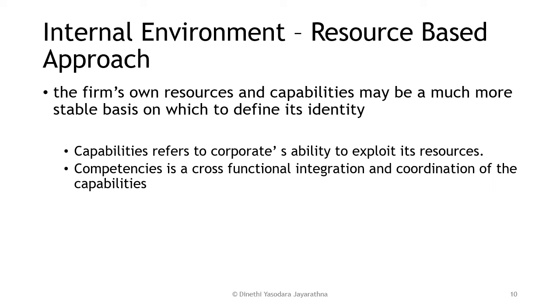So these resources, as well as the capabilities, where capabilities are the company's ability to exploit its resources, grab them and make something out of them. These capabilities and resources have to be much more stable to define the identity of the organization, and the competencies are there. Competencies are the cross-functional integration and coordination of the capabilities. That means the capabilities are used by the organization cross-functionally, and coordination has to go on to make it a strategic resource. That's why capabilities and competencies are highlighted in the resource-based approach.